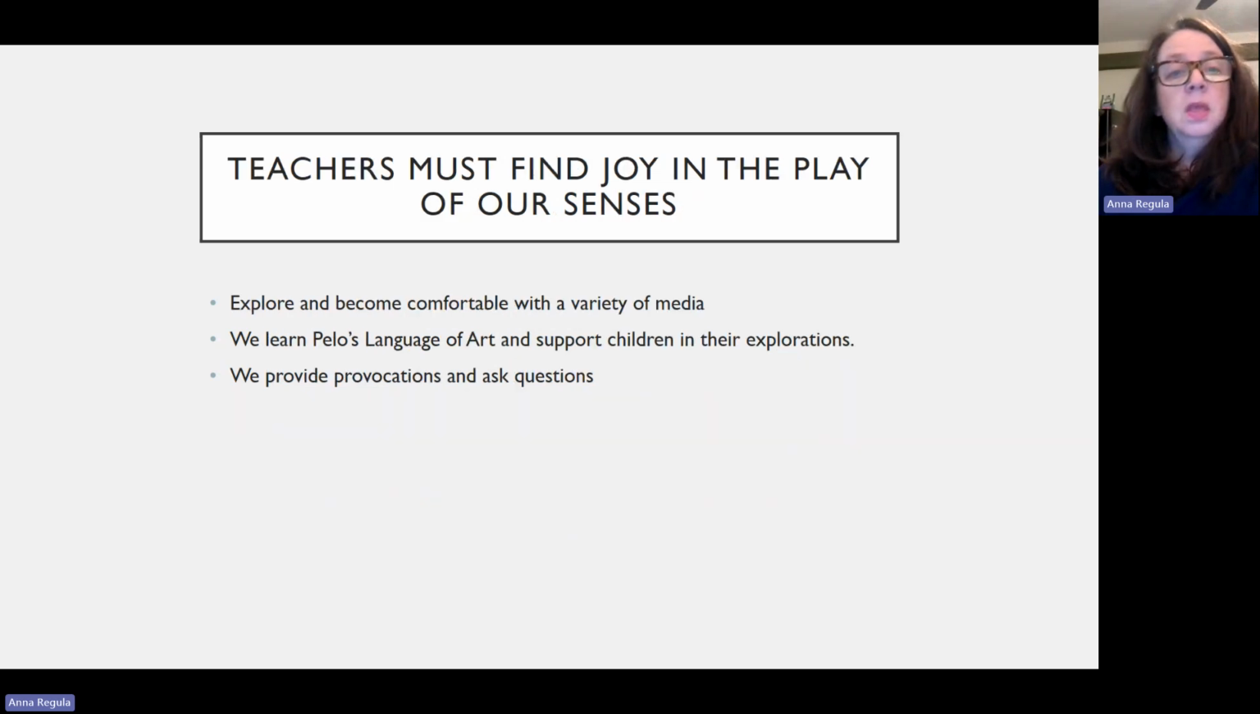In the explorations that we will lead, this is the thing I see more and more in academic books about early childhood, and it has to do with joy. Teachers must find joy in the play of our senses. And a lot of art, especially in early childhood, a lot of explorations are very sensory oriented. They're tactile.